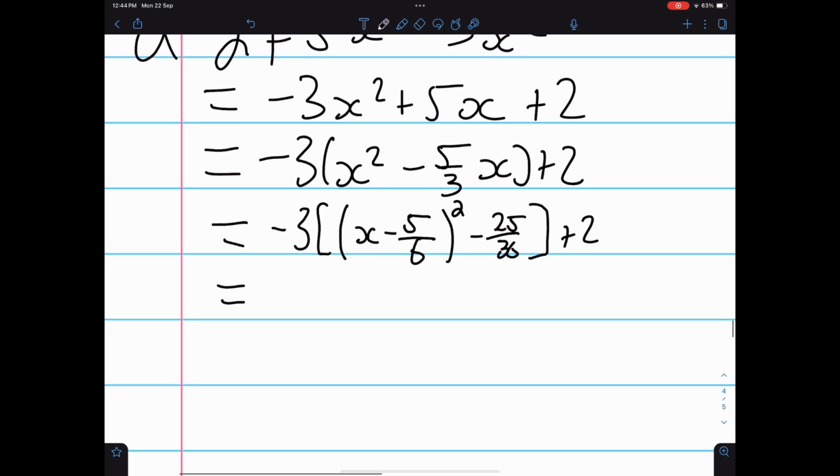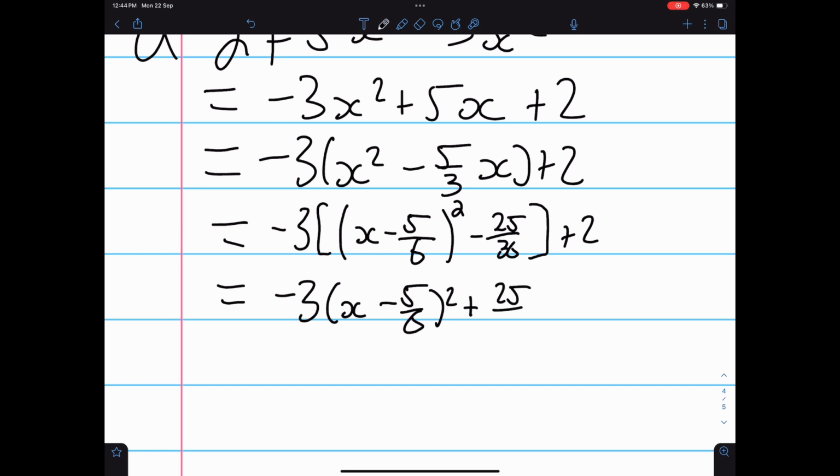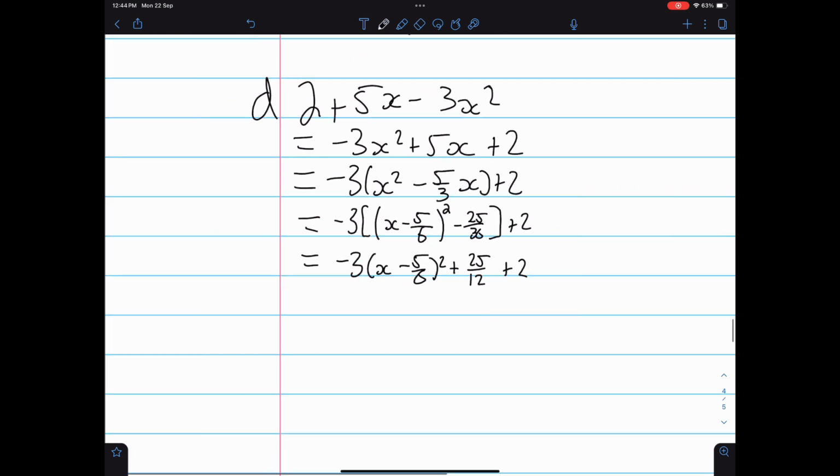Then we expand partially. And then we'll add this part at the end and then move it to the front. So that's 49 over 12 minus 3, x minus 5 over 6. And then we'll square that.